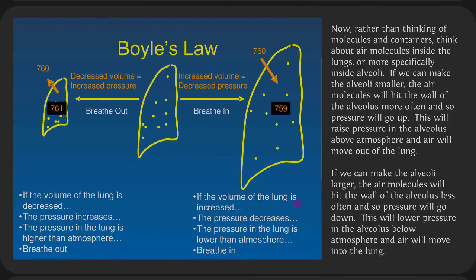Now, rather than thinking of molecules in containers, think about air molecules inside the lungs, or more specifically inside alveoli. If we can make the alveoli smaller, the air molecules will hit the wall of the alveolus more often, and so pressure will go up. This will raise pressure in the alveolus above atmosphere, and air will move out of the lung. If we can make the alveoli larger, the air molecules will hit the wall of the alveolus less often, and so pressure will go down. This will lower pressure in the alveolus below atmosphere, and air will move into the lungs.